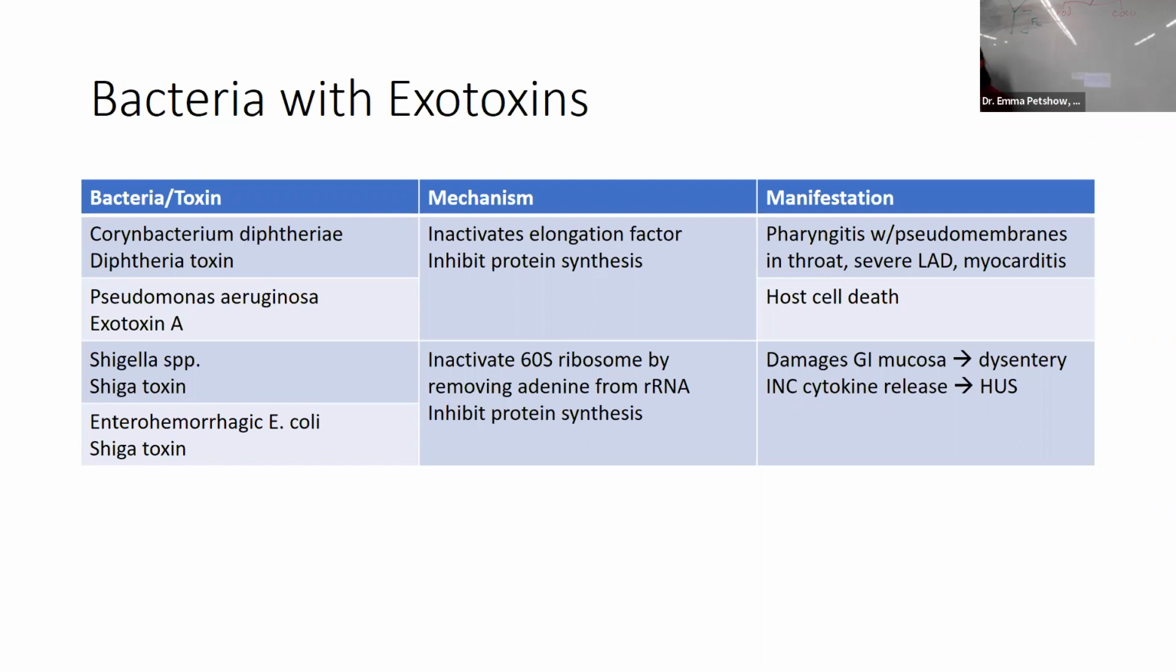This is going to lead to major damage to our GI mucosa, which is dysentery, which is why we'll see a big amount of loose, watery stool. And you can also see an increased cytokine release, which is why you can have hemolytic uremic syndrome. Big destruction of blood cells. You're actually disrupting protein synthesis at its core.